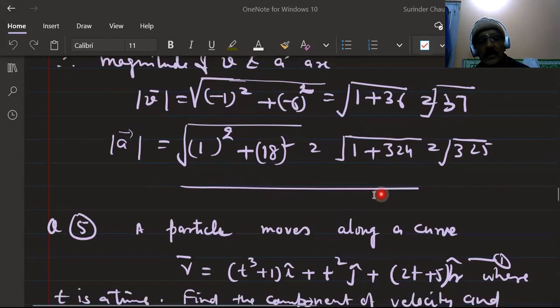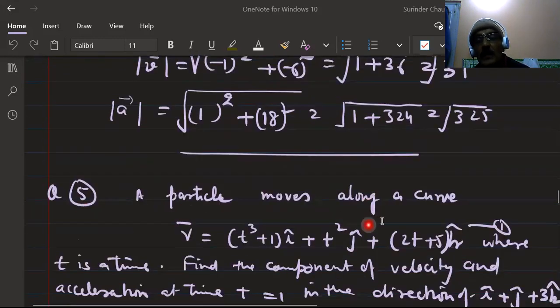Now the next problem: a particle moves along a curve. We are given the position vector of the particle at any time. What is this? The R vector is the position vector from the origin of the axes in three-dimensional space, with i, j, k. The particle is moving in a three-dimensional space, and the curve is given by this position vector, a function of time.